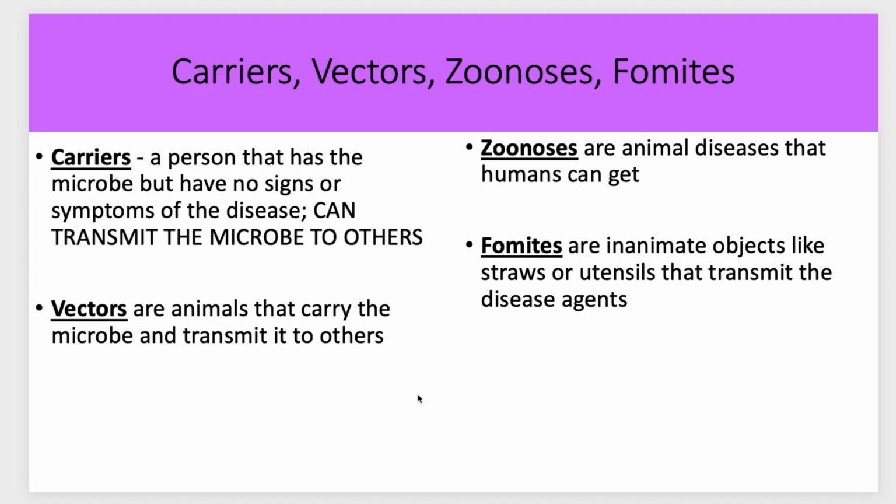Some other terms. You'll have carriers. That would be a person that has the microbe, but no signs or symptoms of the disease. But because they still have it, they can transfer it or transmit it to somebody else. A vector would be an animal that carries the microbe and transmits it to someone else. We have zoonoses. These are animal diseases that humans can get. We have fomites, which are inanimate objects like straws or utensils that transmit the disease to someone else.